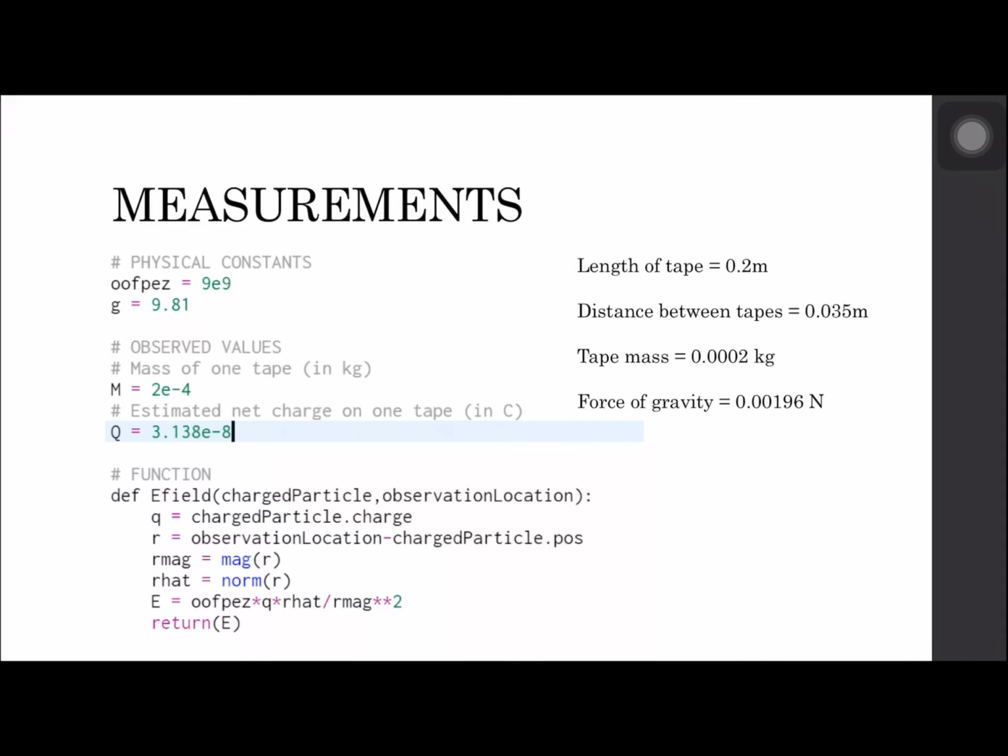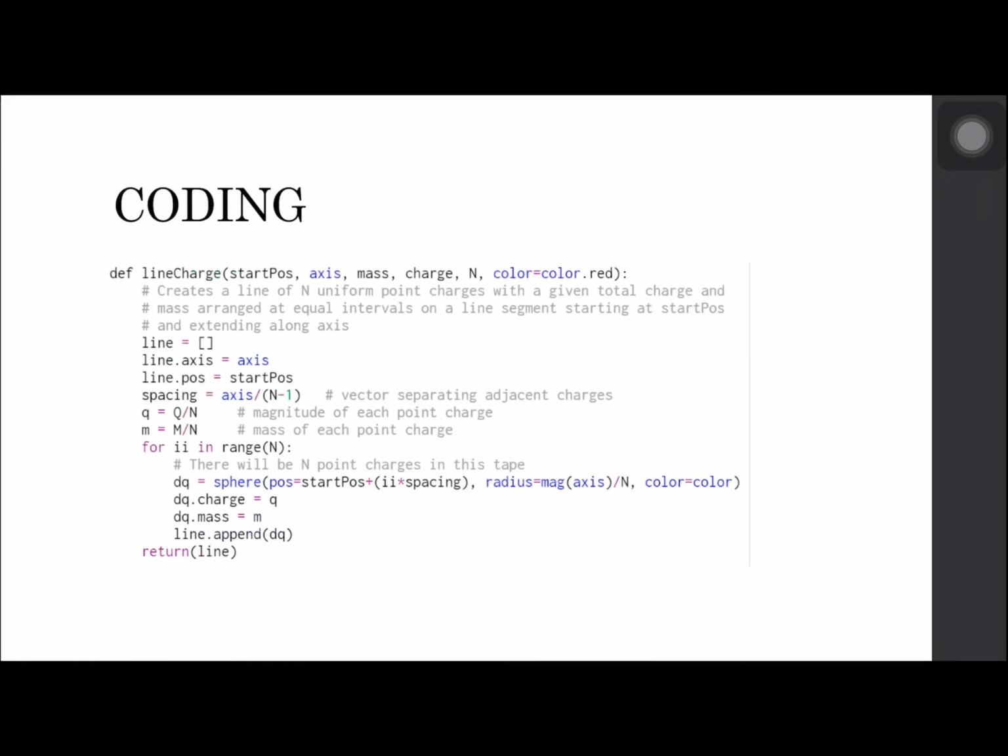I did the same experiment as in the previous lab this time, and I got a different distance between the tapes, which is 0.035 meters this time, and all the other measurements are the same as in the previous lab. I also copied the function code in lab 0, which is shown in this picture, and it just represents Coulomb's law. This part of the code helped me to create a line of n uniform point charges with a given total charge.